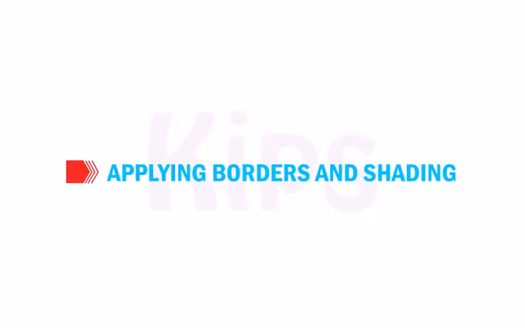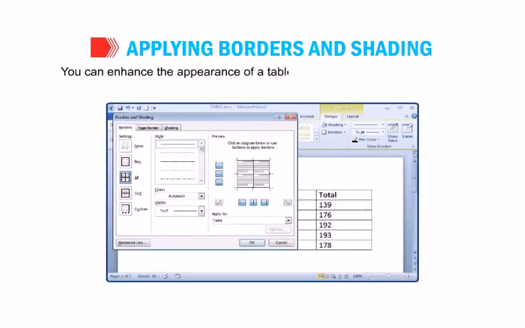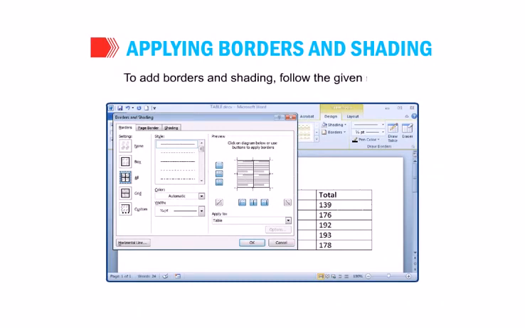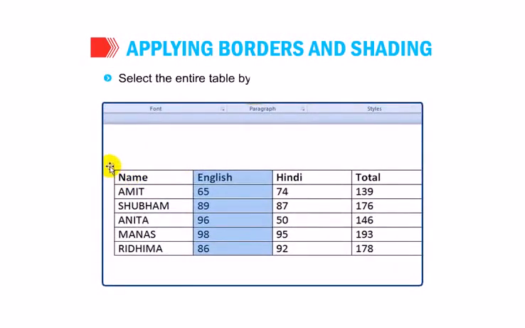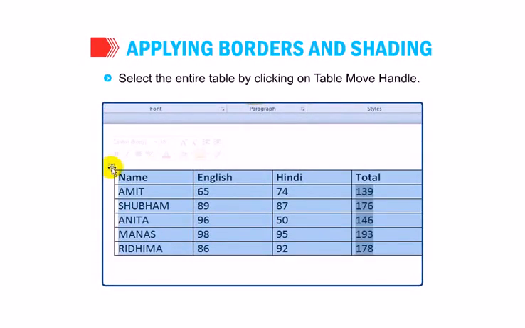Alright, let us now find out how to apply borders and shading. You can enhance the appearance of a table by applying a variety of borders and shading styles. To add borders and shading, follow the given steps. Select the entire table by clicking on the Table Move handle.